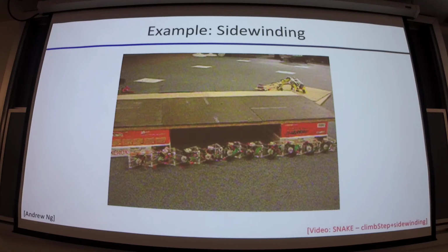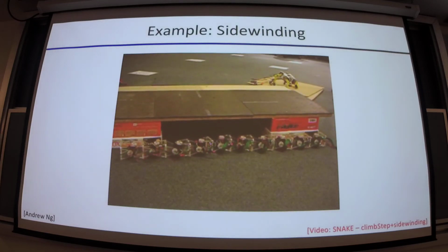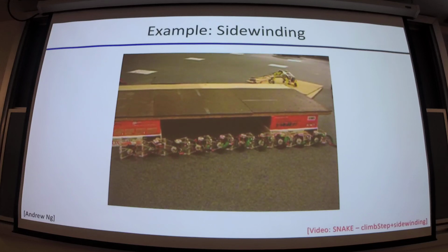The idea is that they want this snake to be able to get up onto this step and then to move in a sidewindy way over the step. So the snake has to learn how to get onto the step. And so they did reinforcement learning, and the resulting policy looks something like this.